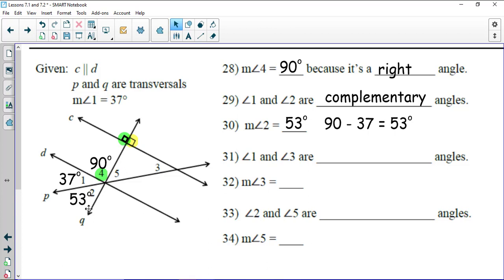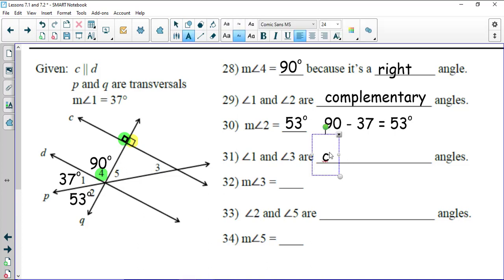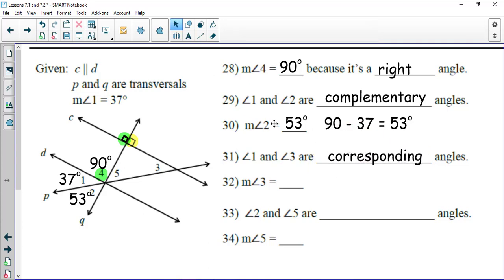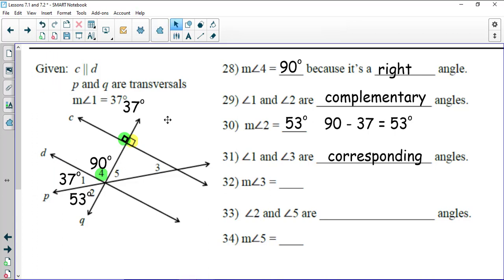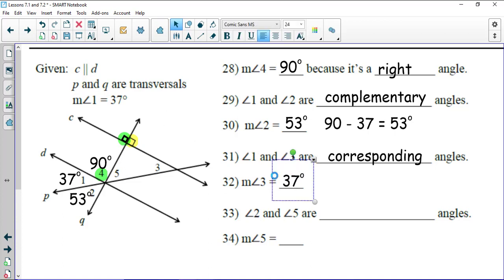Now let's look at the relationship between angles 1 and 3. Now we do have this extra transversal here, line Q, that's intersecting, but if we look along the transversal P and the parallel lines C and D, angle 1 and angle 3 are going to be corresponding angles. It's a lot harder to identify these once we have two transversals for sure. They're corresponding angles, and when angles are corresponding, it means that they're going to have the same measure. So that means that angle 3 will be 37 degrees. Go ahead and fill that into the picture as well.